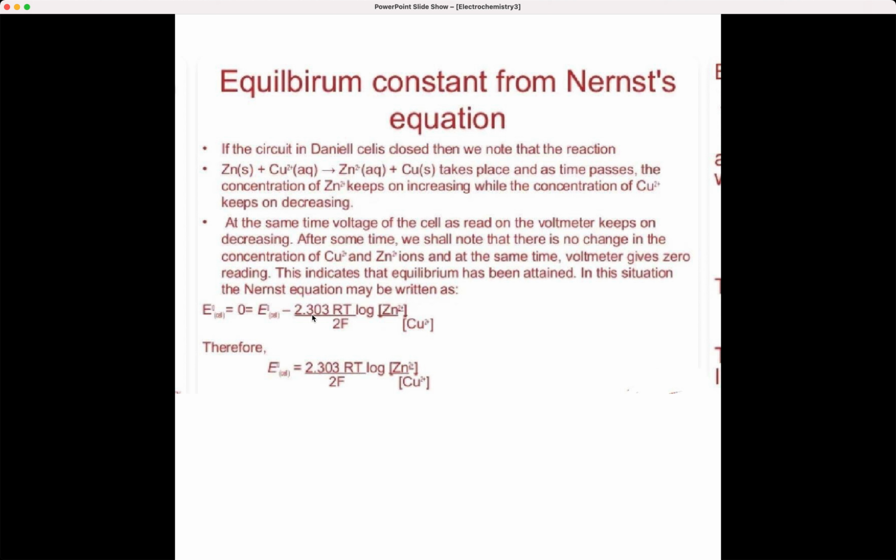So, here the next equation can be written as: at equilibrium, E cell minus 2.303 RT by 2F log [Zn²⁺]/[Cu²⁺] equals 0. From here you can calculate E cell, rearranging in this step and writing E cell equal to 2.303 RT by 2F log K. Remember, this formula is very important for solving sums on equilibrium problems.